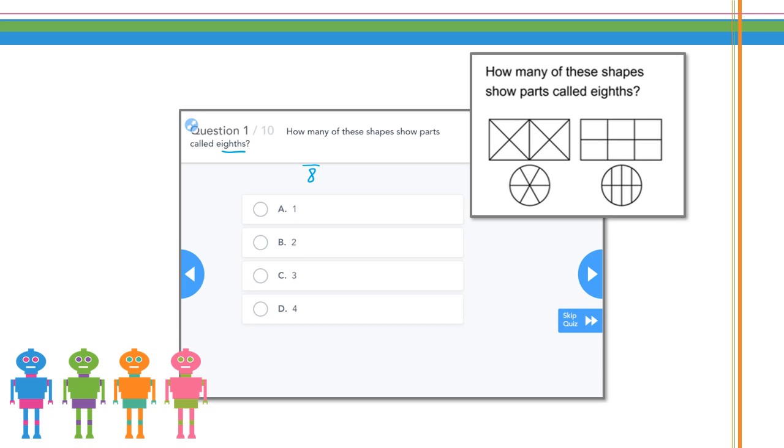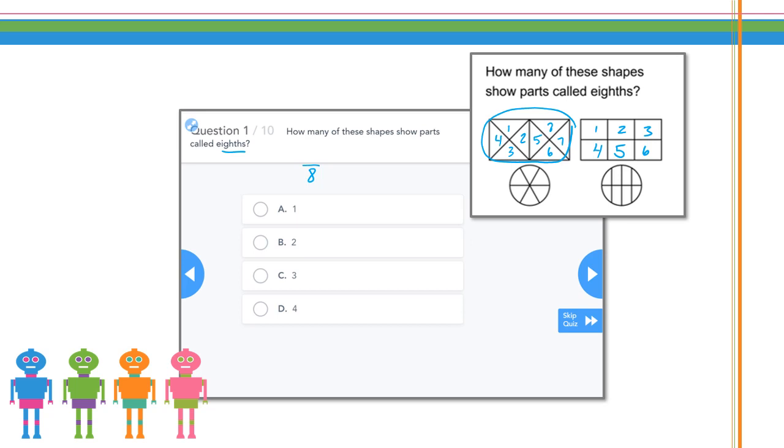Okay? And if I take a look at my picture on the right, I see 4 different models. The first one is one rectangle that's broken up into 1, 2, 3, 4, 5, 6, 7, 8 equal parts. So I would go ahead and say that this one shows eighths. It's broken up into 8 equal parts. My second one, the next one on the right, has 1, 2, 3, 4, 5, 6 equal parts. So that shape is broken up into sixths.